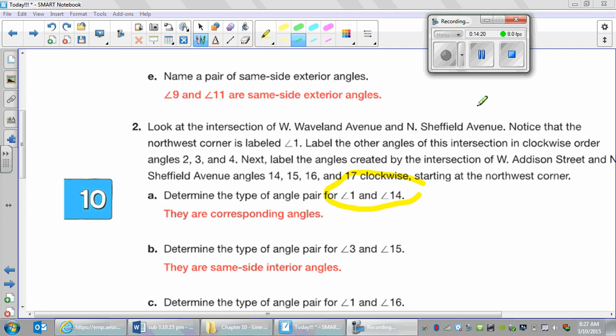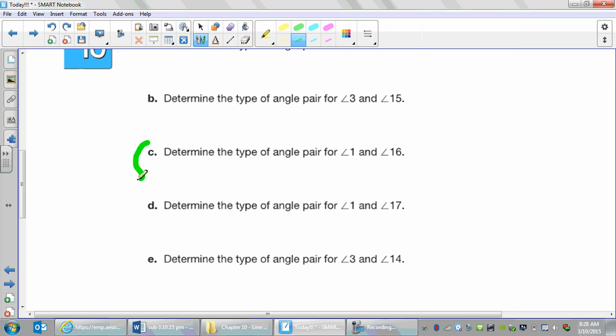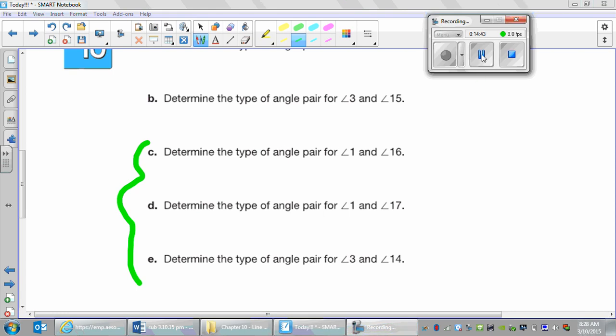But I do want you to go ahead and pause it and try C, D, E. So work with a neighbor. Let's not move around because we just don't have time. We want to finish the video. But what does 1 and 16 mean? What does 1 and 17? 3 and 14. So let's take about maybe 3 or 4 minutes to do this and then press play to check our work. And then we have one more page and we'll be done.